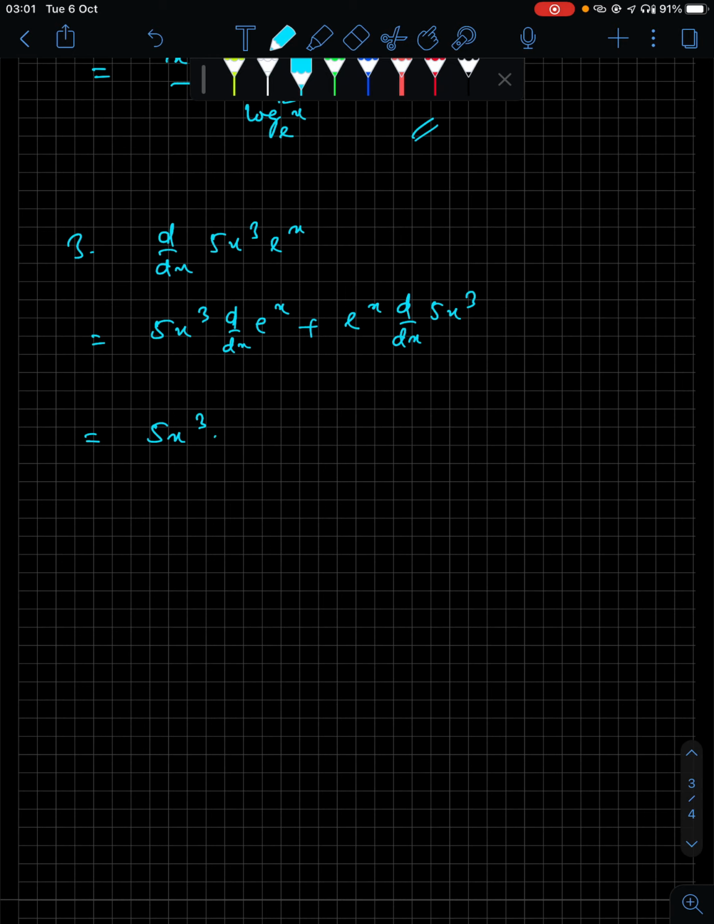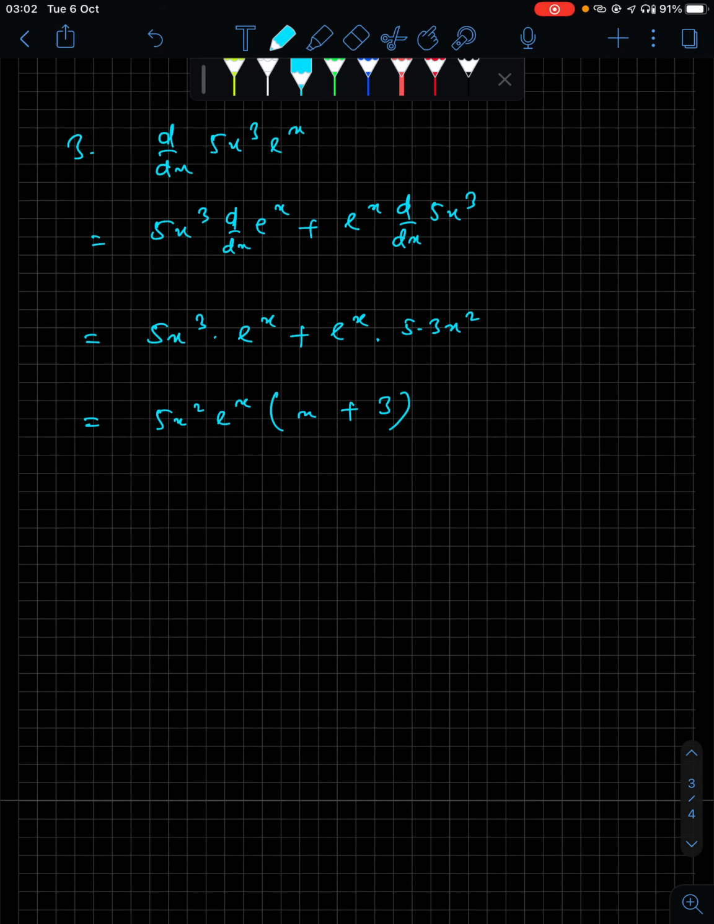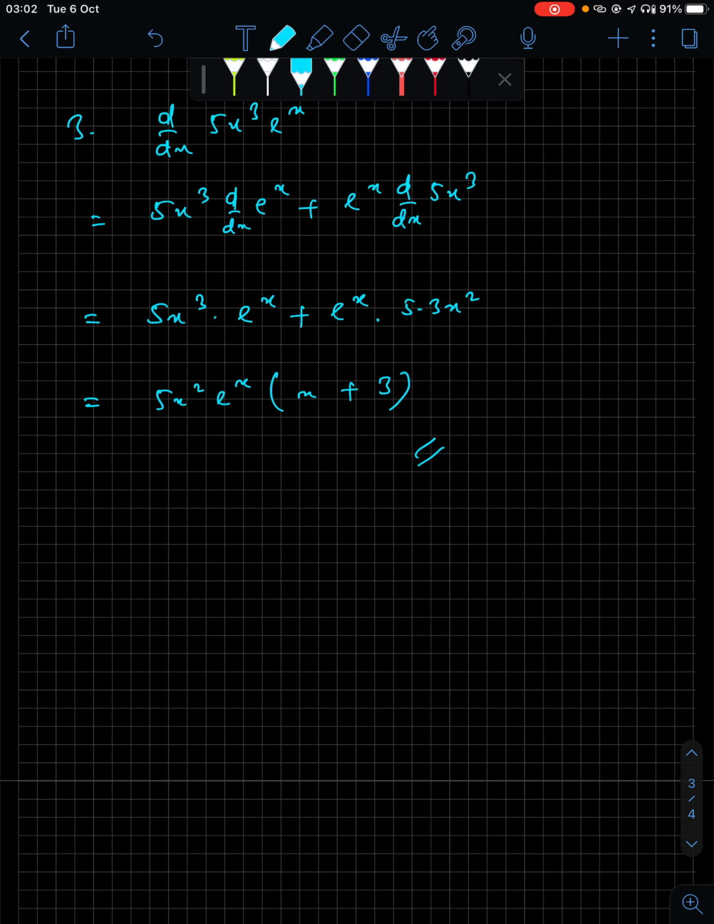So 5x cube ddx of e to the power x is e to the power x, right? Now ddx of 5x cube will get you 5 into 3x square. So what can be taken common from both these expressions? 5x square e to the power x can be taken common, right? What remains inside is x plus 3. So your answer is 5x square e to the power x into x plus 3.